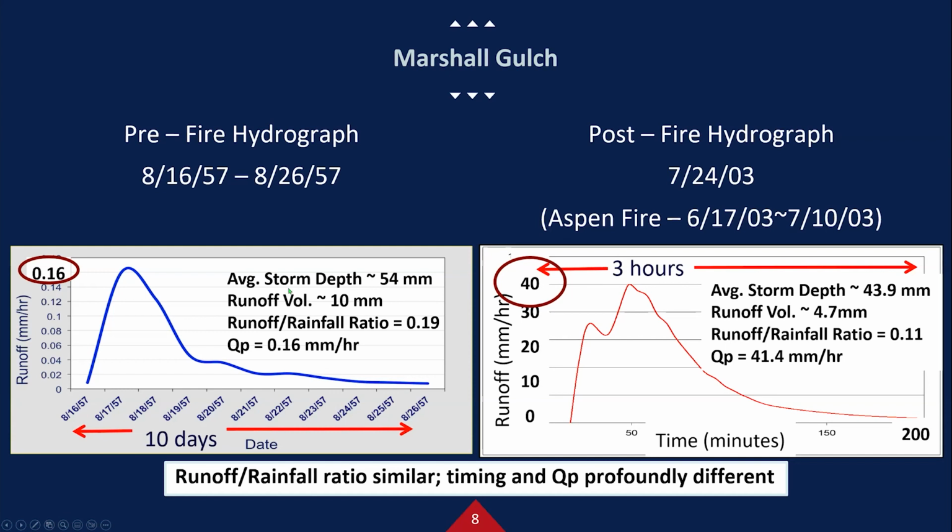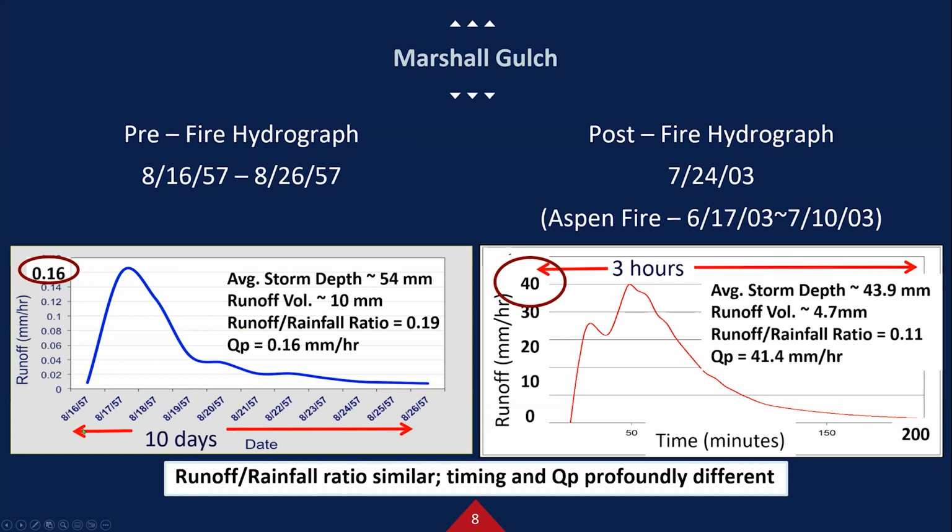So take a look at these hydrographs. Now the storms are not the same, but they're not that much different. You know, this storm: average storm depth, 54 millimeters, runoff volume, 10 millimeters, runoff to rainfall ratio, about 19%. And the QP is quite small. Now contrast that to the observation post-storm or post-fire.